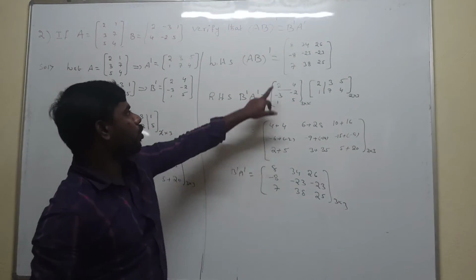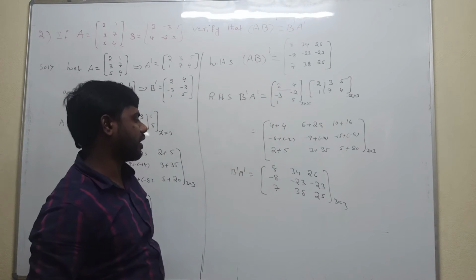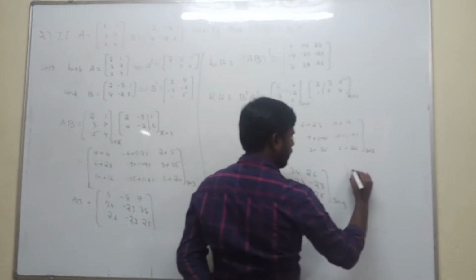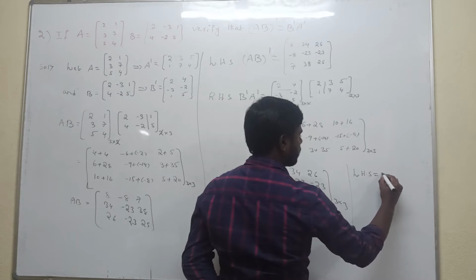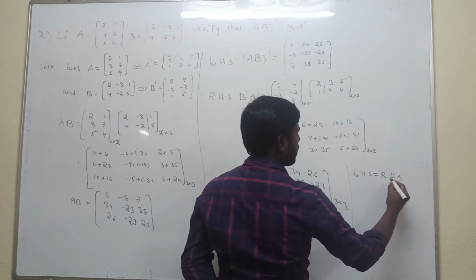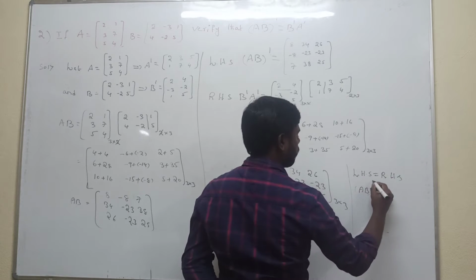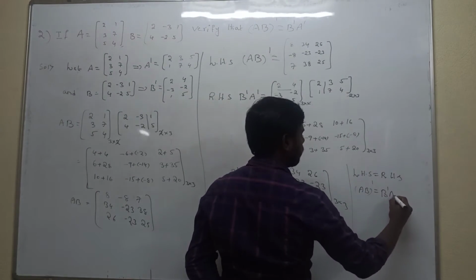Check both are equal or not. Both are equal. That's why LHS is equal to RHS. LHS is (AB) transpose, which is equal to B transpose A transpose.